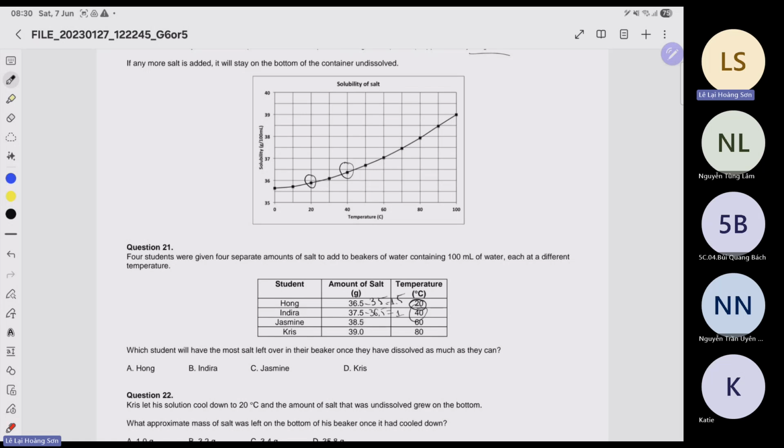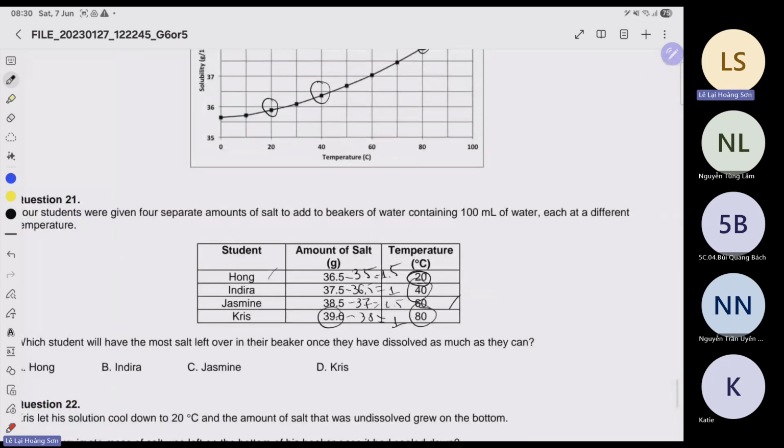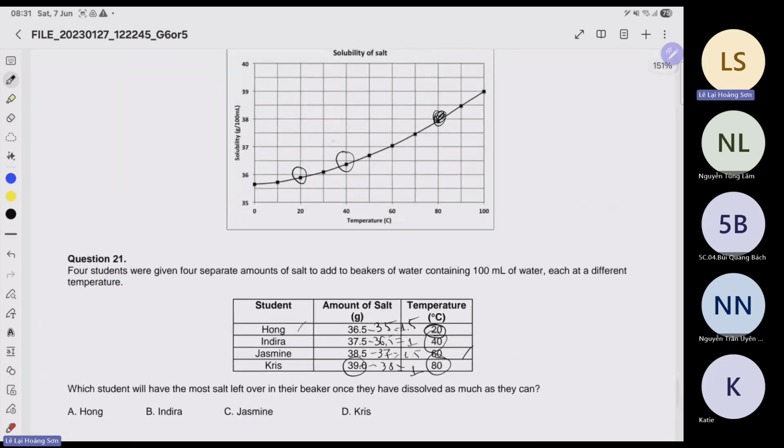Now you can dissolve 38.5. So it's 1.5. And at 80 degrees Celsius, which is here, is almost 38. And you can dissolve 39. So 39 minus 38 is going to give you 1. So you have to take a deeper look at these two students. They are almost 1.5. So take a deeper look at them.